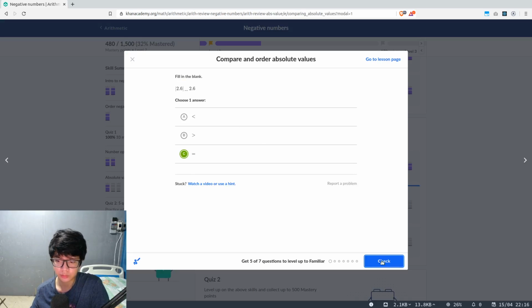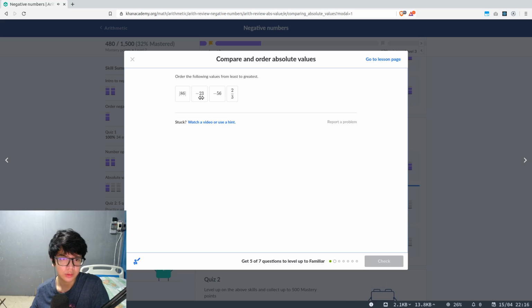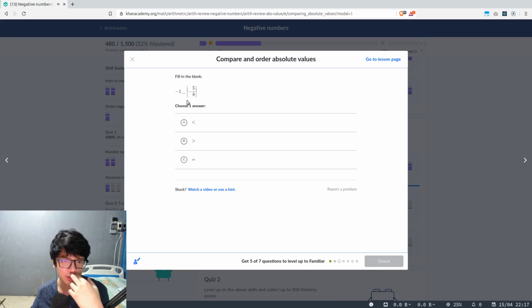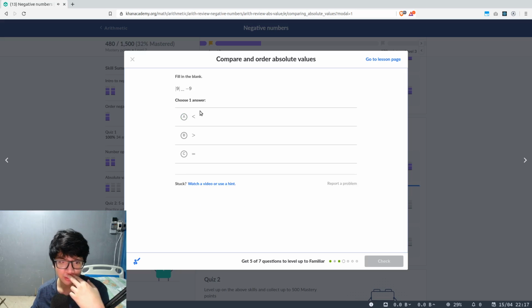It's going to be equal. Least to greatest. So least to greatest. Oh my god. I can't believe I messed that up. Holy shit. Oh my god.